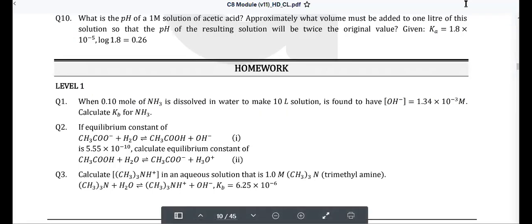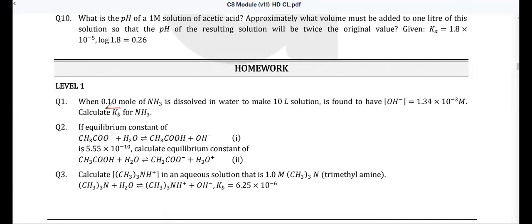Still, I'll just explain the concepts. First thing that you should know is what the component is. This is a weak base, only weak base, nothing else. So what concept do we need to use? The concept of dissociation of a weak base. You have to calculate Kb. The concentration is given, which is basically 0.1 divided by 10. The concentration of OH minus is given, and you have to find Kb.